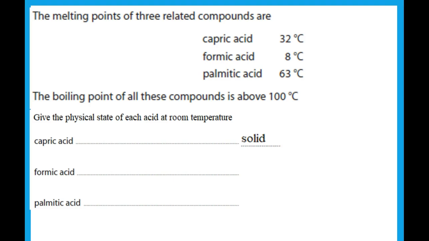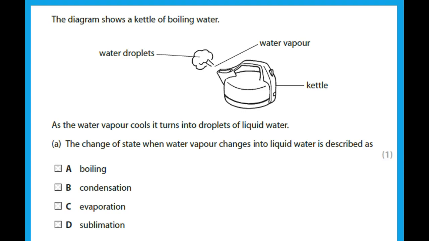Formic acid has a melting point of 8, that is below room temperature. That means at room temperature it has already melted. It hasn't boiled yet, so it is a liquid. Palmitic acid, the melting point is 63 degrees centigrade. That is above room temperature, and that means it is still a solid at room temperature. Are we okay with all of these?